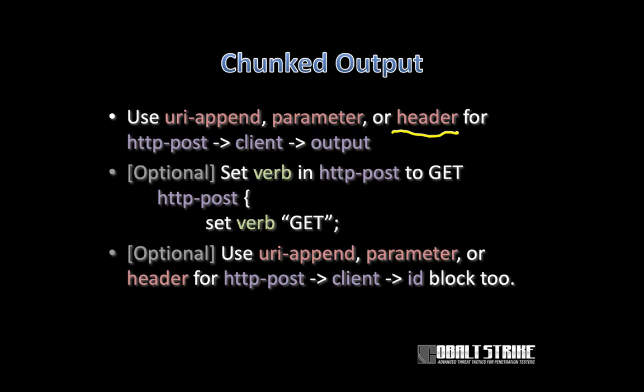So if you want to do get-only-C2 and you're really interested in the get verb, you can set that. In the HTTP post block, set the verb key to get. And when Beacon sends data back to Cobalt Strike, it will do a get and not a post.